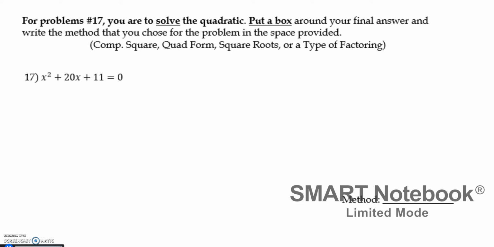Last but not least, for number 17, you're to solve this quadratic and pick whatever method you think is best. Now, the first thing I would try is factoring. Are there two numbers that multiply to be 11 and add to be 20? No. So any kind of factoring is out. Square roots. Can I take the square root of both sides? No, because these are not like terms. See you later. So we're between completing the square and quadratic formula.